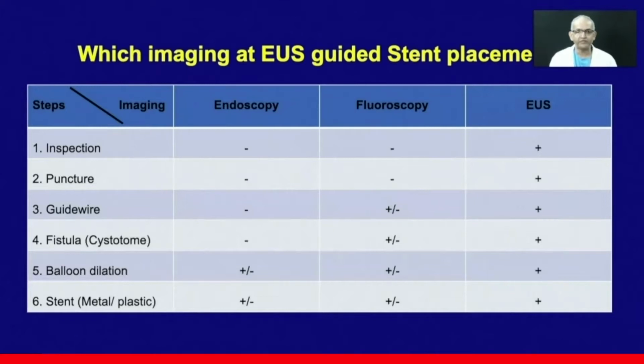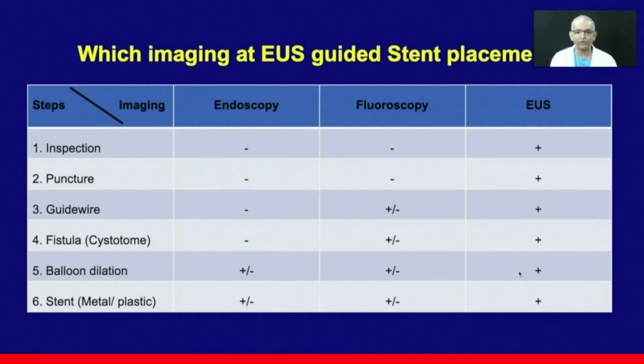There are different imaging modalities which we use during this procedure. We use EUS, we use fluoroscopy, and we use endoscopy. Which combination is used depends on which step you start off with. As this chart shows, when we interrogate the cyst, we use EUS. When we puncture, we do it under EUS vision. When we pass the guide wire, we use EUS vision and also fluoroscopy. Then we pass the cystotome, and obviously we use EUS and fluoroscopy to follow its path.